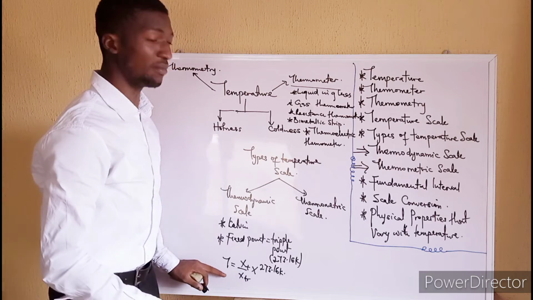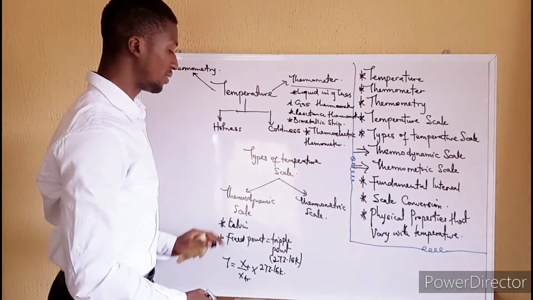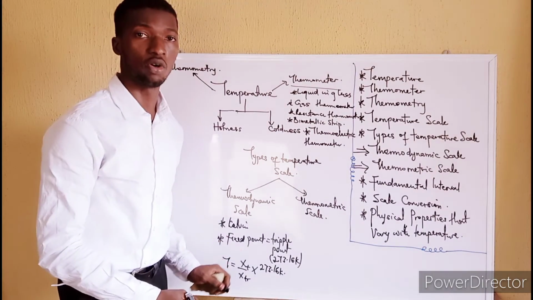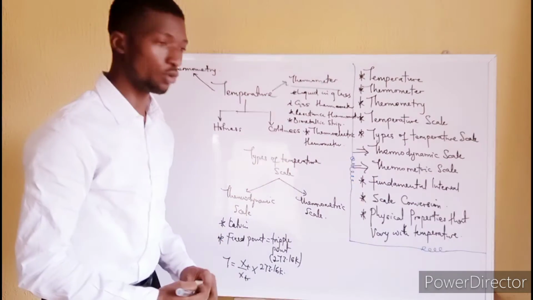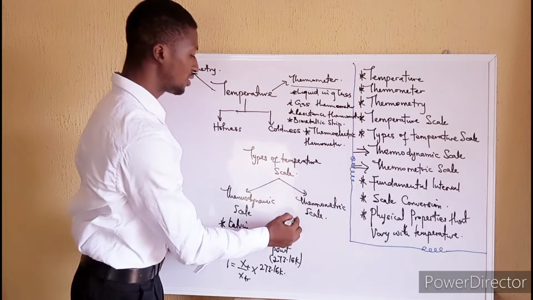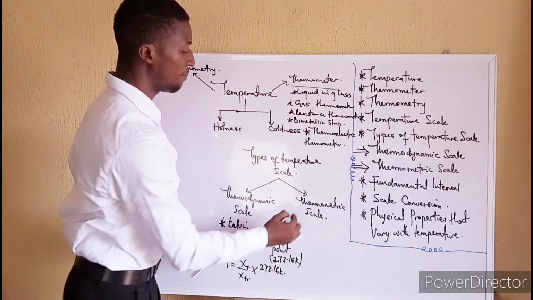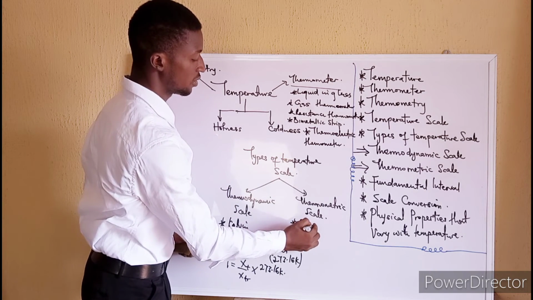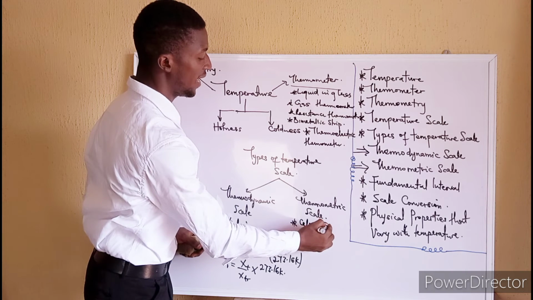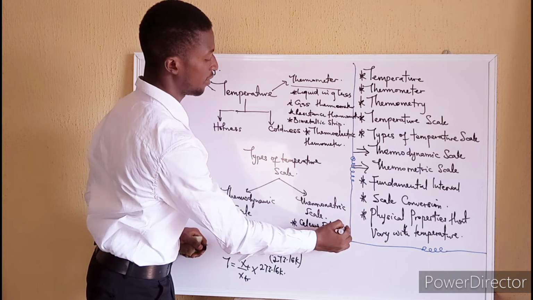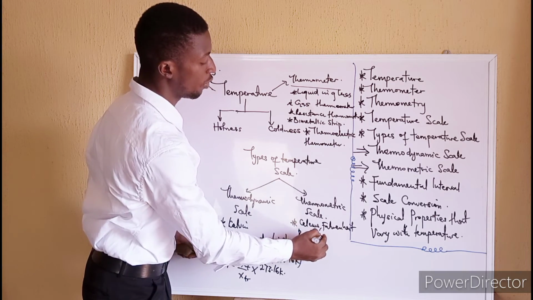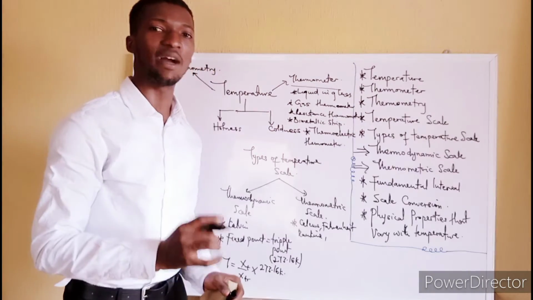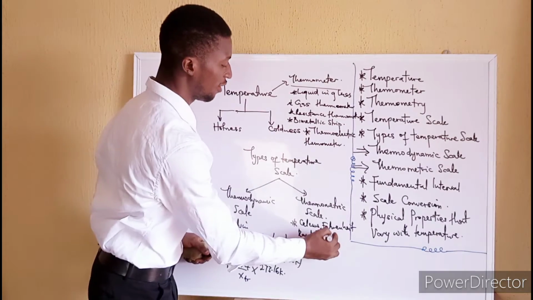So this is how we determine temperature using a thermodynamic scale. But when you're using a thermometric scale, you must take note that the thermometric scale can either be in Celsius, Fahrenheit, or Rankine. Also, you can have the thermometric scale in Kelvin.